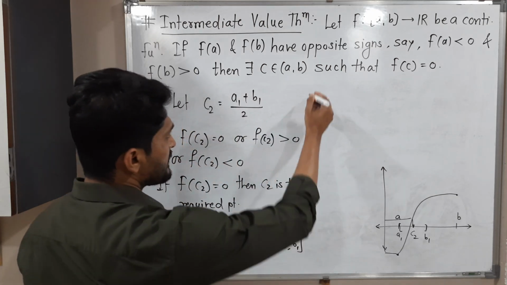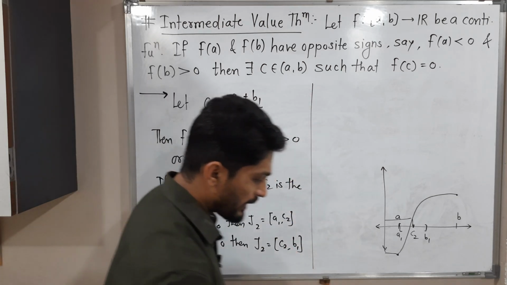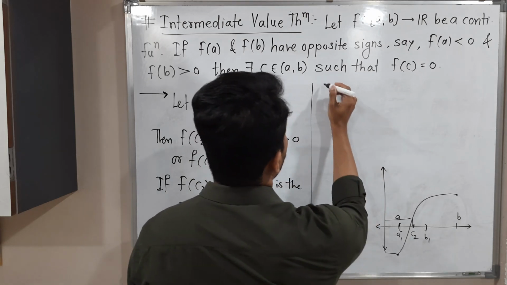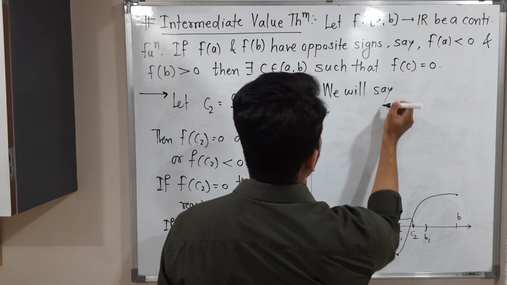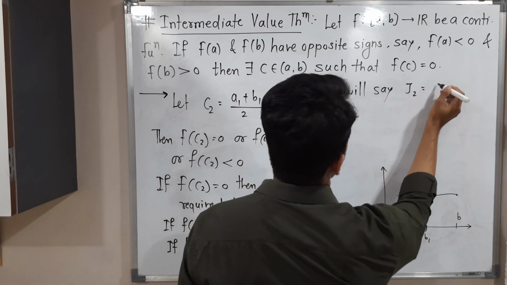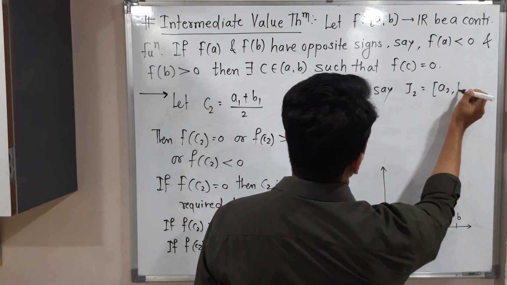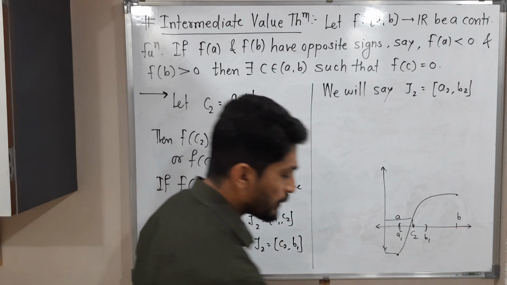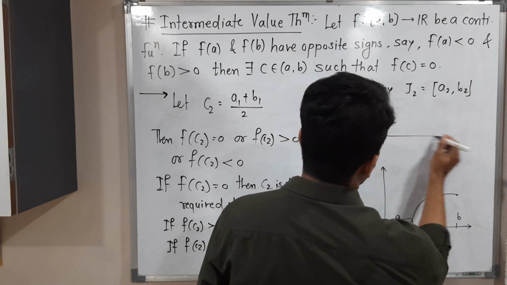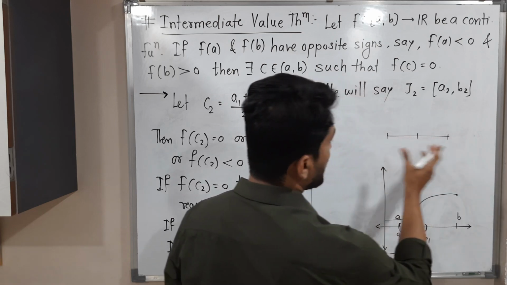But see, again these symbols are complicated, so to make them more simple, we will say my J2 is A2 comma B2. Okay, so I got my second subinterval. That means what we are doing, this is the interval we have. So we have divided it in two parts.